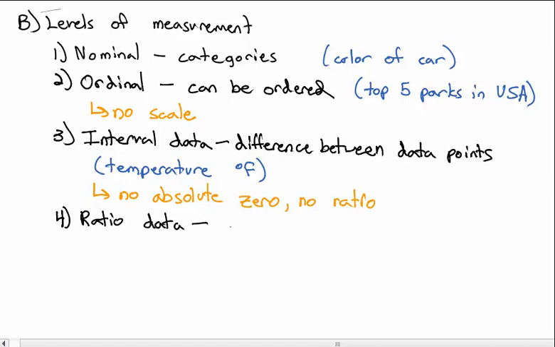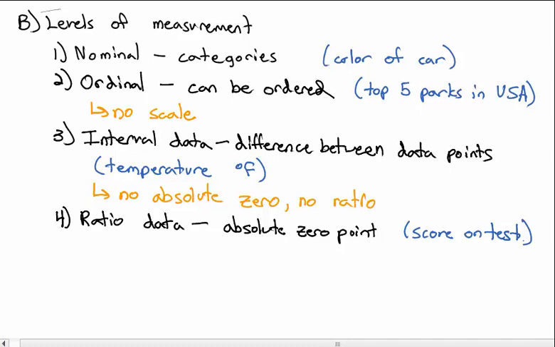And ratio data has that absolute 0 point, where we have literally nothing. 0 degrees Fahrenheit does not mean there's no temperature. It's actually a measurement on the scale. But if we're talking about maybe your score on a test, now 0 does have an absolute point. 0 means you got absolutely none of the problems right on the test. That would be a 0 on the test.